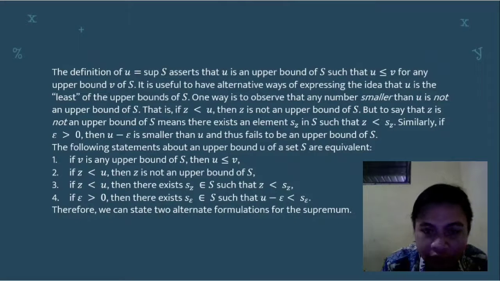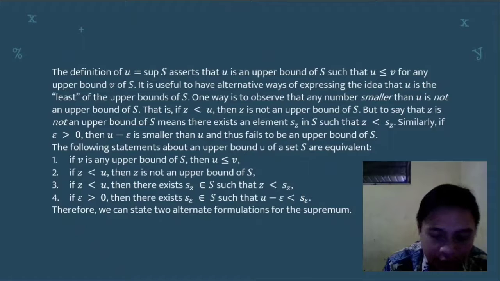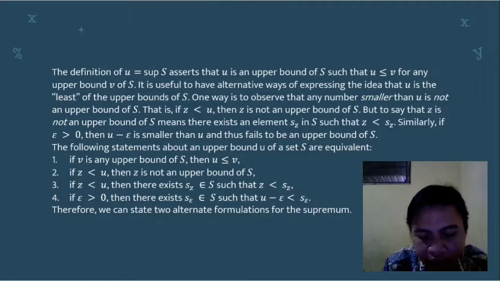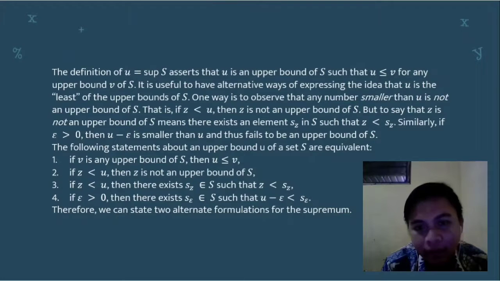The definition of u equals sup S asserts that u is an upper bound of S such that u is less than or equal to v for any upper bound v of S. It is useful to have ways of expressing the idea that u is the least of the upper bounds of S. One way to observe that any number smaller than u is not an upper bound of S, that is, if z is less than u, then z is not an upper bound of S.